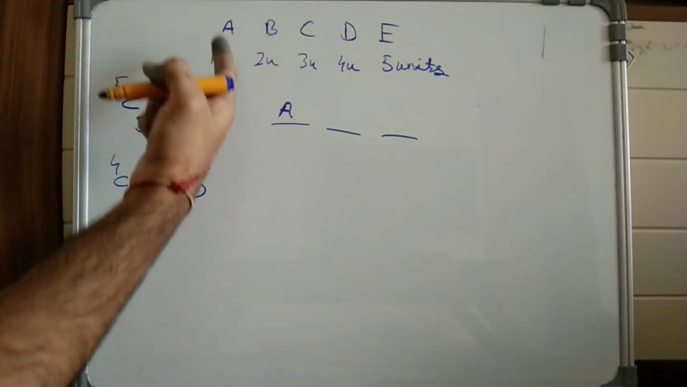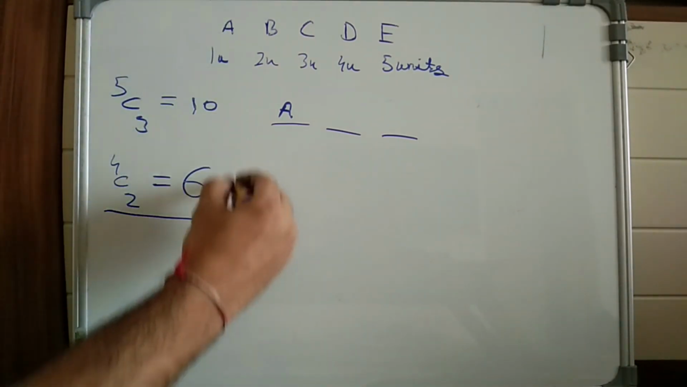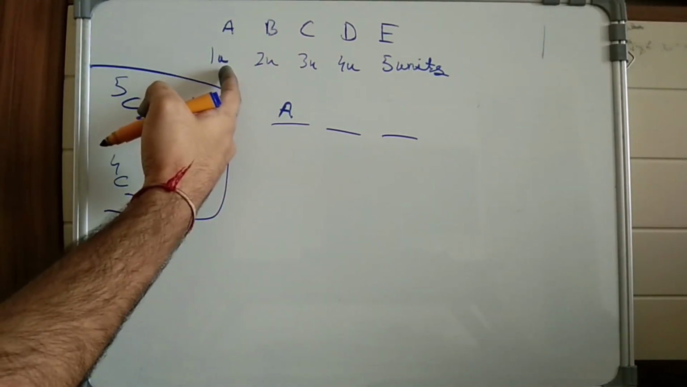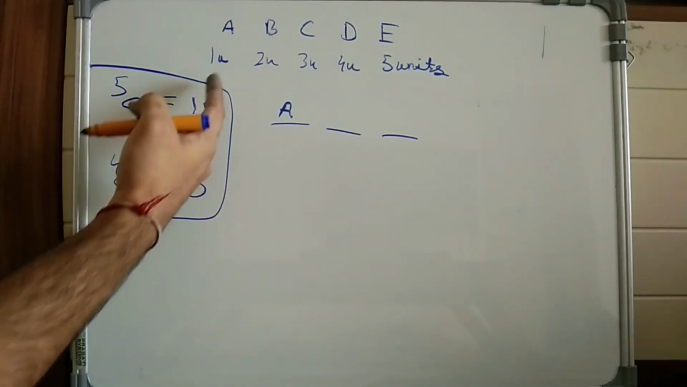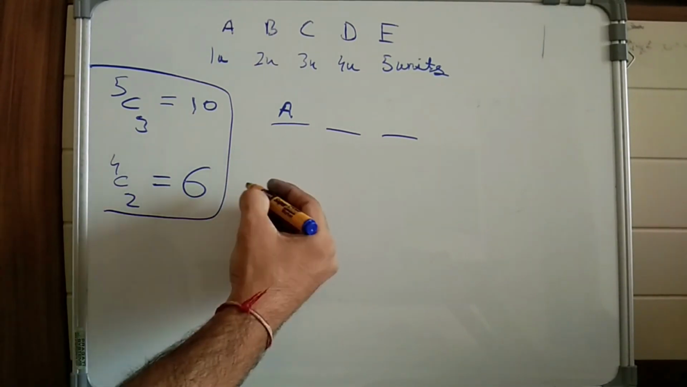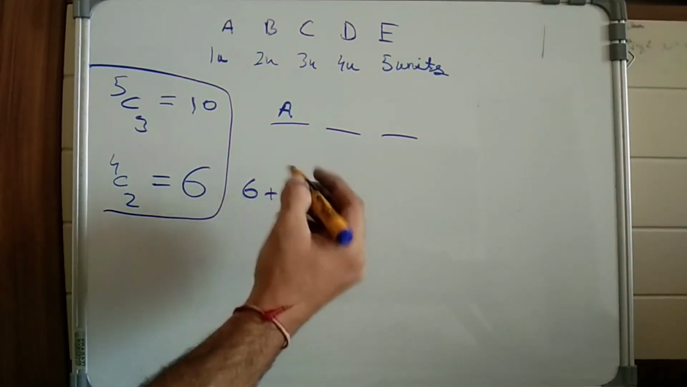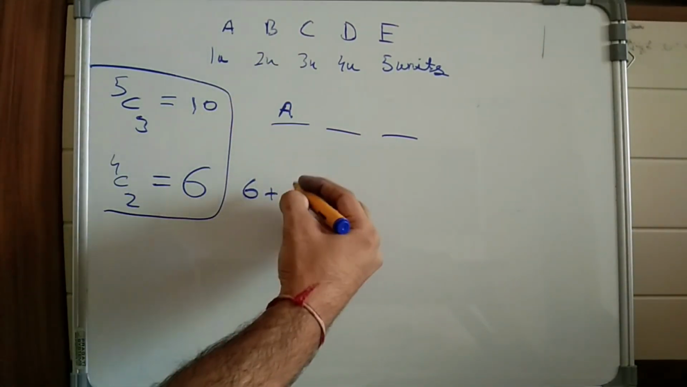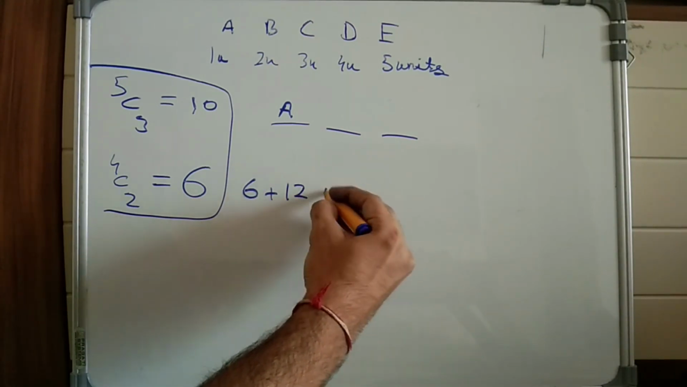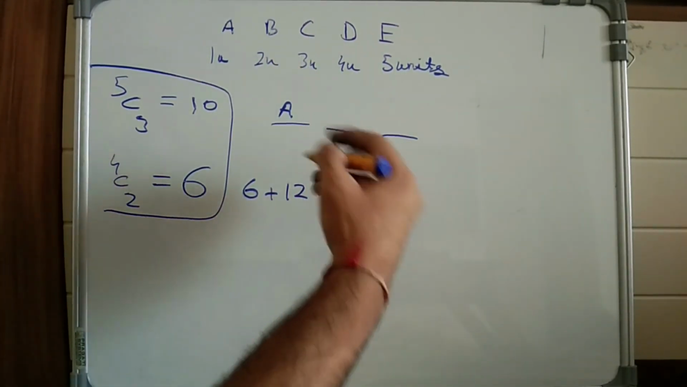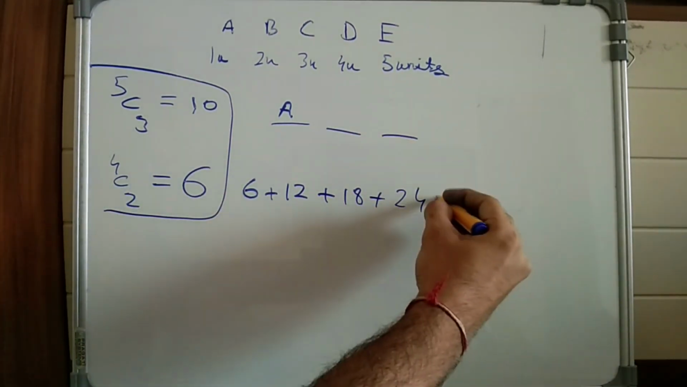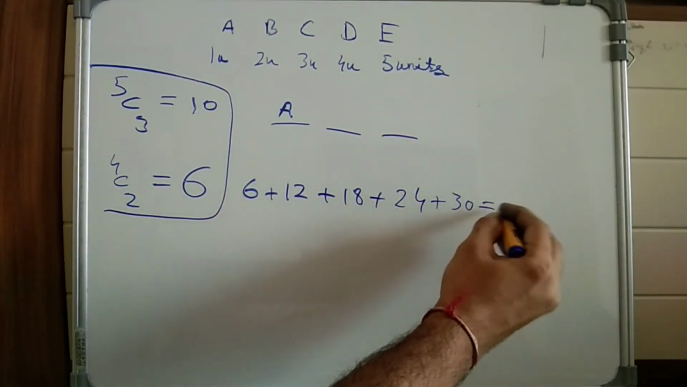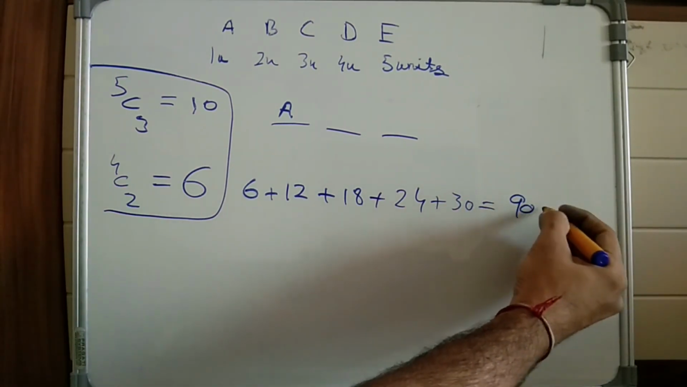So in one group A is working 1 unit, and A is a part of 6 groups. So how much work will A do? 1 into 6, that is 6 units. How much will B do? 6 into 2, that is 12 units. Similarly for C, D and E: 6 into 3 is 18, 6 into 4 is 24, 6 into 5 is 30. This is 90 units of work.